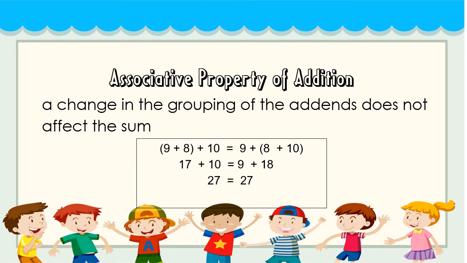This property of addition is what we call the associative property. Even if we change the grouping of our addends, it does not affect the sum. Going back to our example, on the first equation, we group 9 and 8. On the second equation, we group 8 and 10. But their sums are still the same.